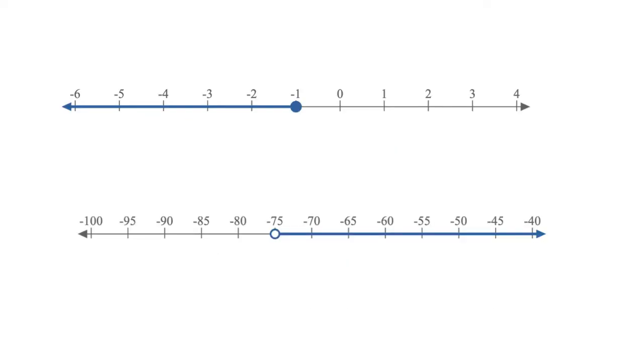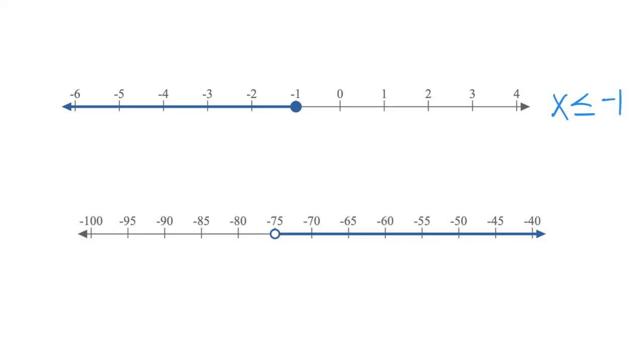Now for these, we're doing the exact opposite of what we were just doing. So we have the graph now, and we want to write the inequality. So for the first one, I have a closed circle, and it's pointing to the left. So I would say x is less than or equal to -1.